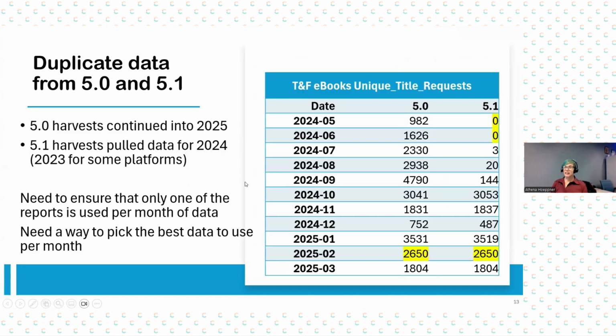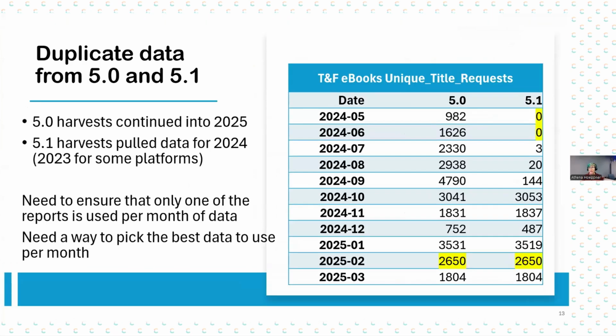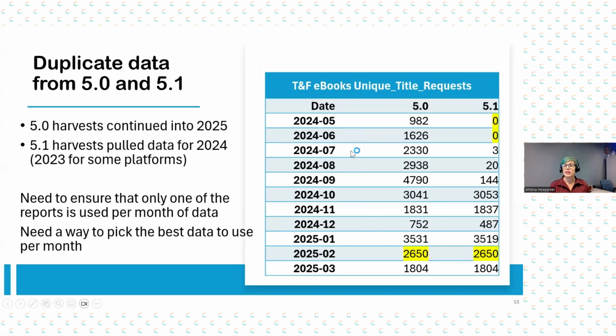And finally, the biggest thing that you all will be facing if you don't manage it differently than I did is you will have data that is harvested in 5.0 and in 5.1. So, for instance, here's the Taylor and Francis ebooks unique title request, and I can see that I have duplicate data starting in August of 2024, but it doesn't look like it's quite rolled out right.